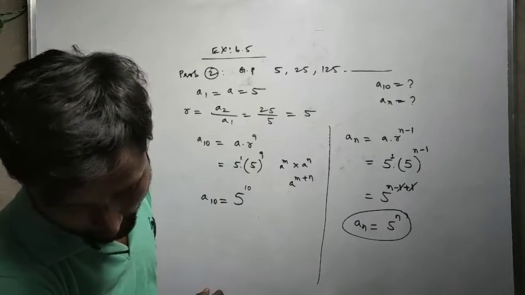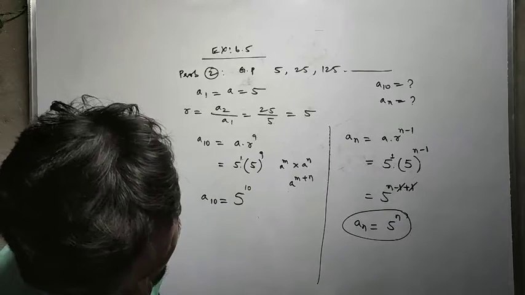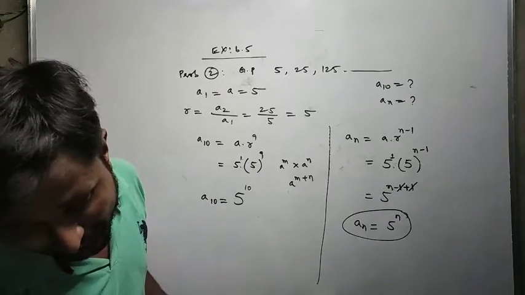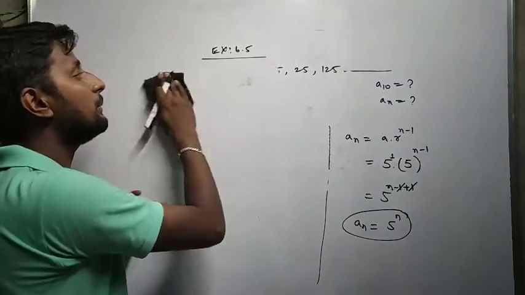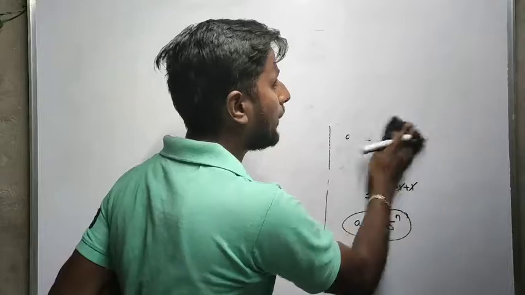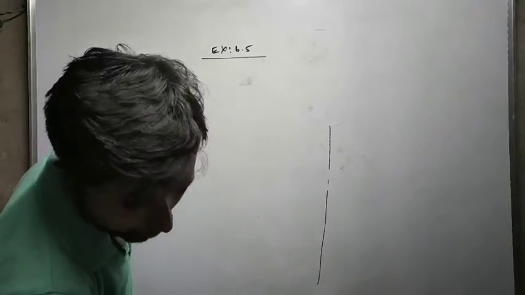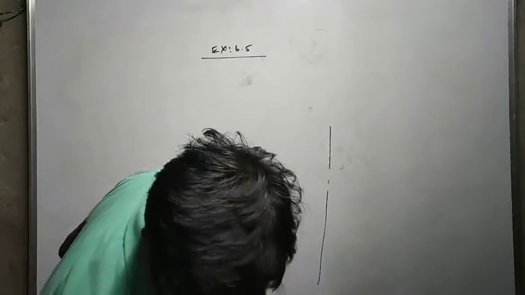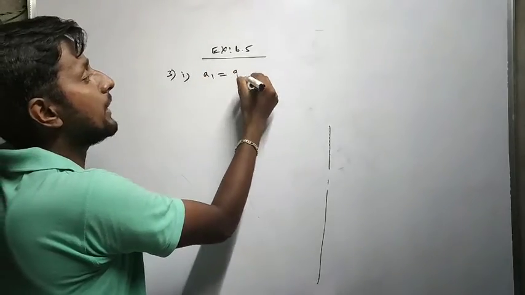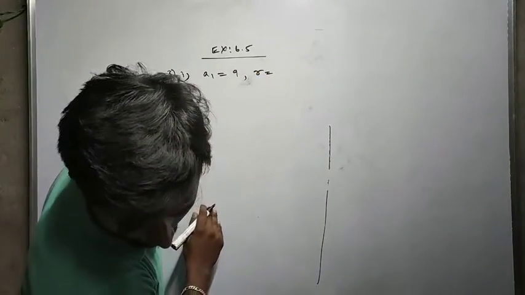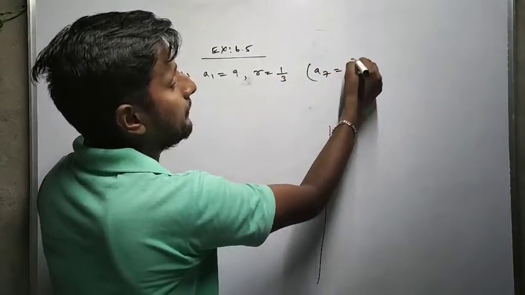If you look at the third bit, it is asking us to find the indicated term in each of the cases. Actually, we have two problems in bit number 3. In each case, whatever is required is asked to find. The given GP: third bit, first problem. A1 is equal to 9, R is equal to 1 by 3, and it is asking us to find A7.